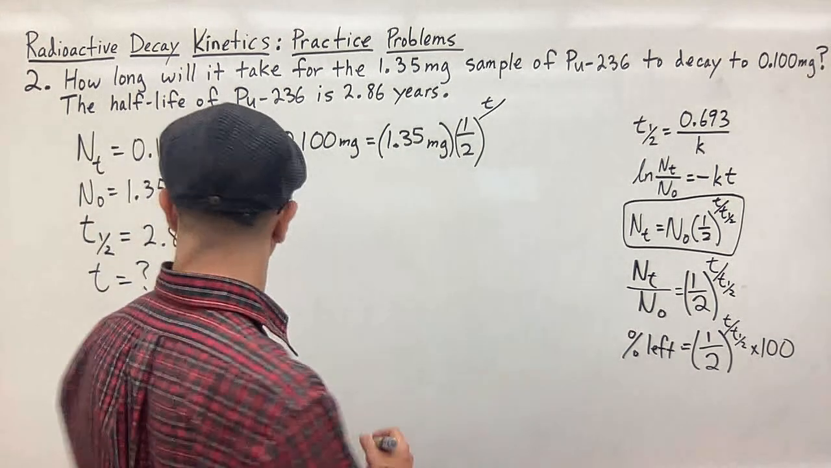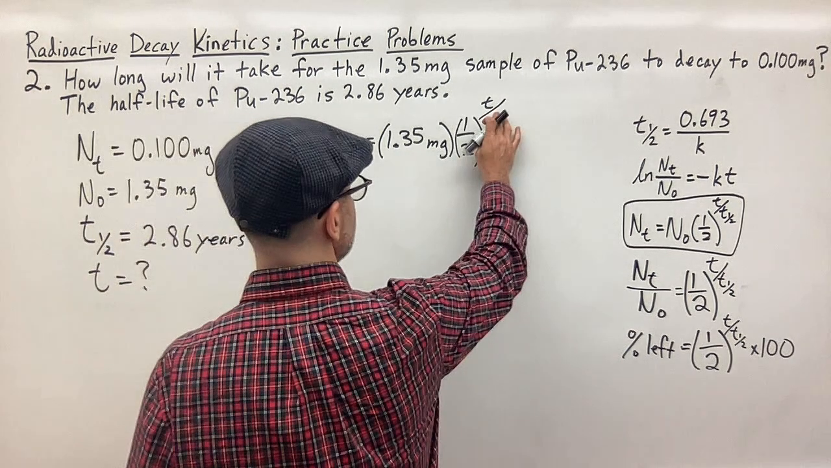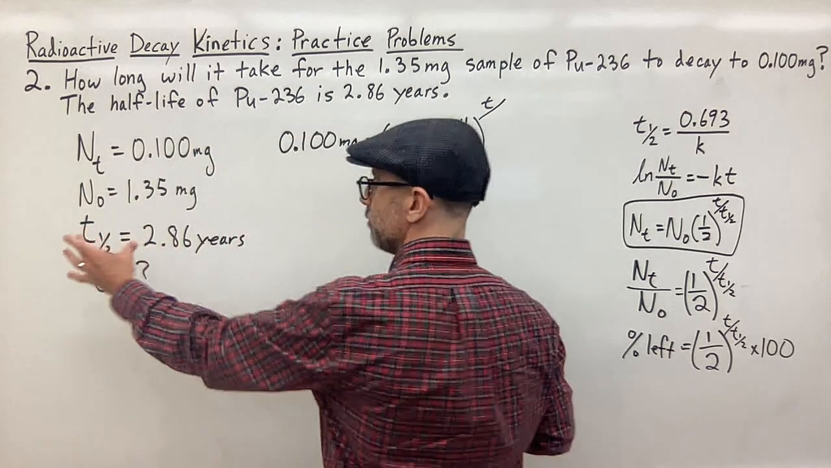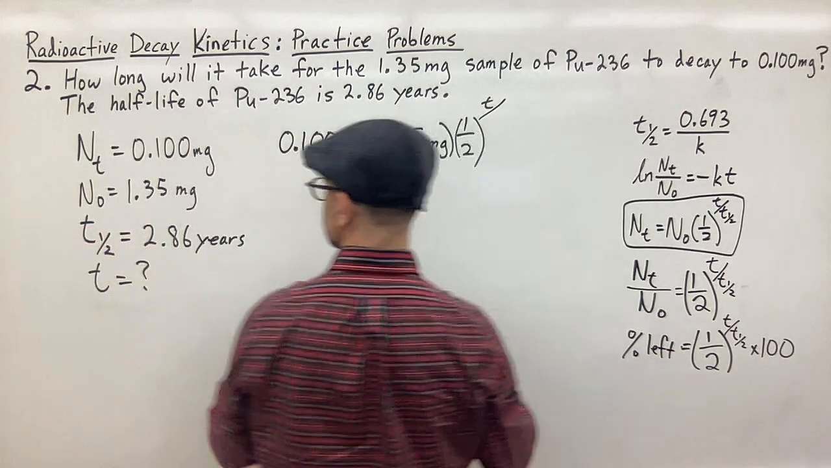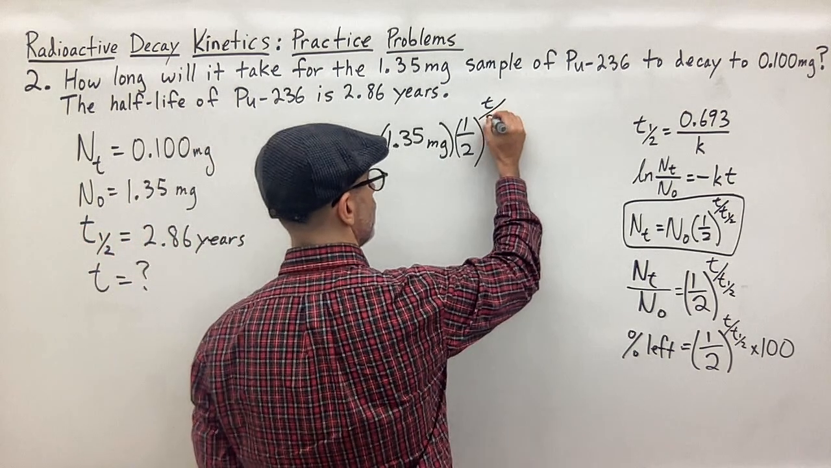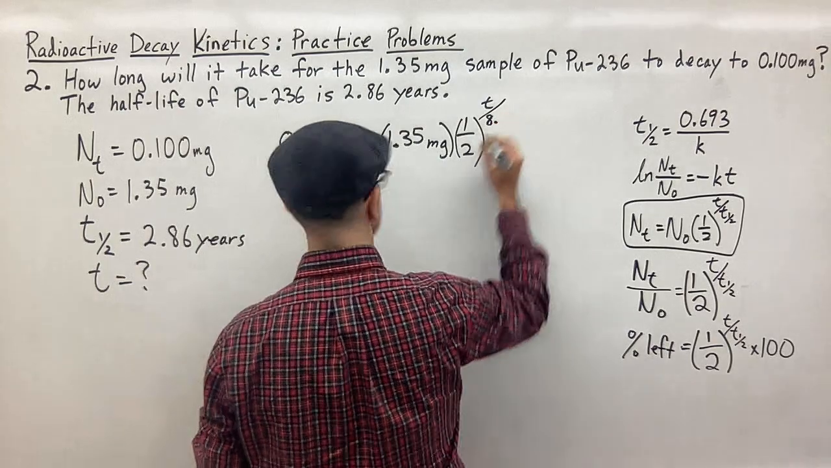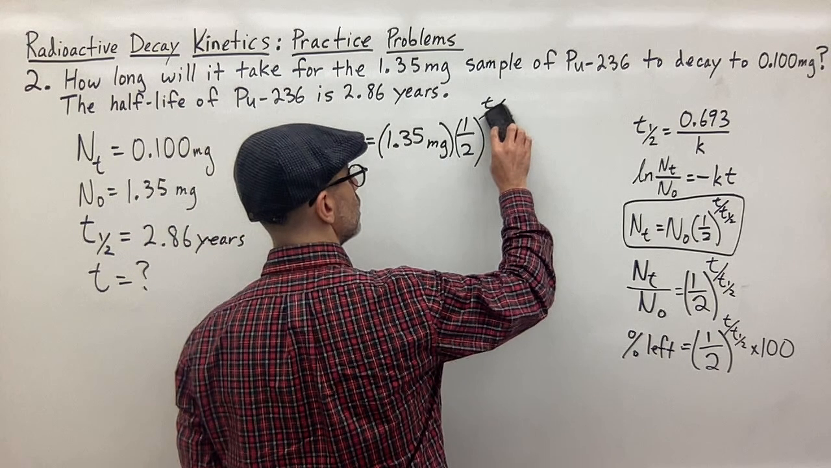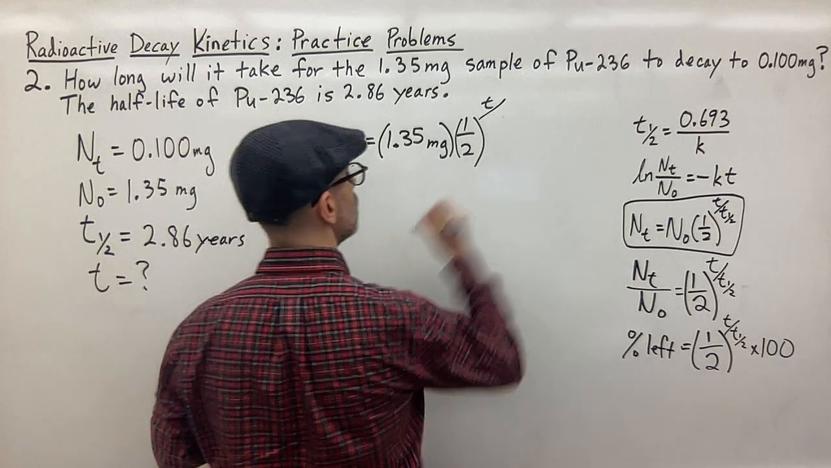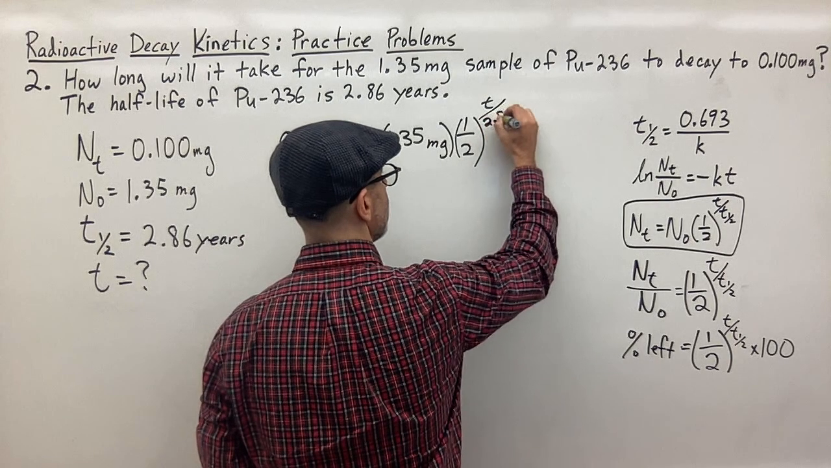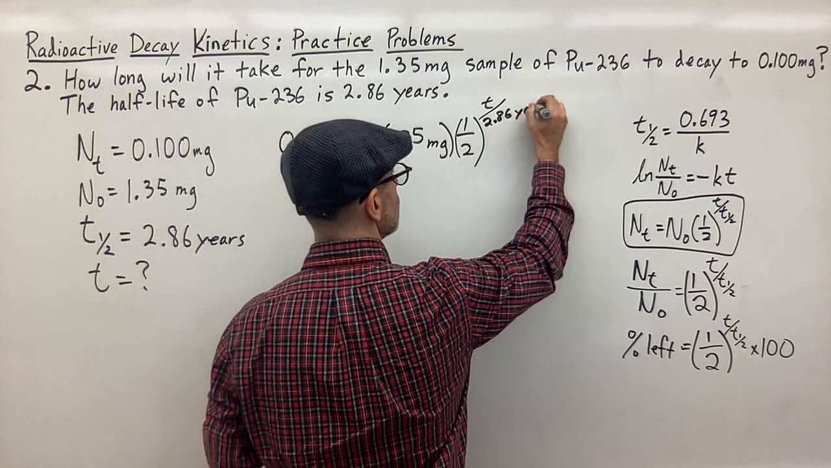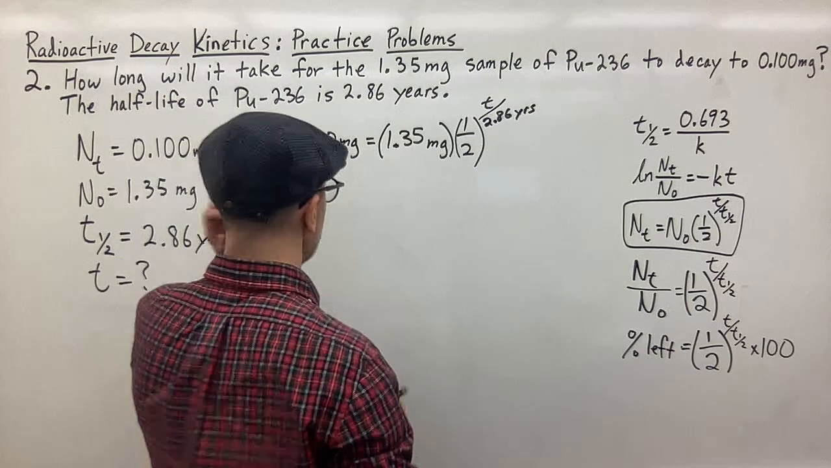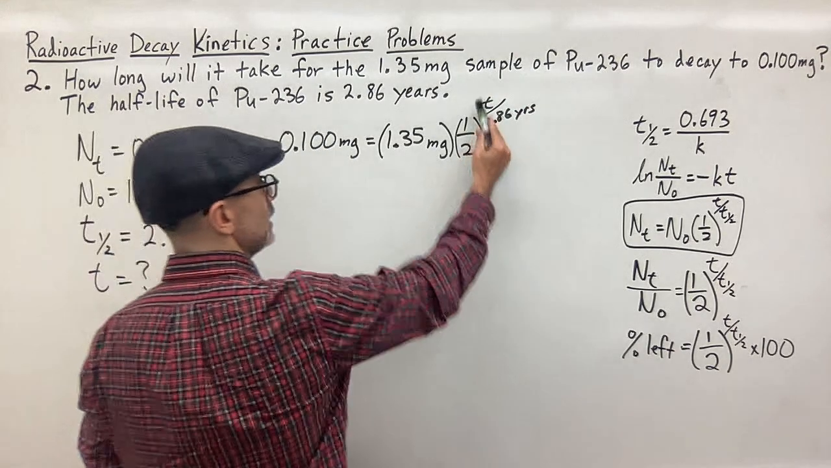Sorry about that. So t we don't know, so that's t. The t1/2, our half-life, is 2.86 years. So we're going to put that here, 2.86 years. So now all we need to do is solve for t.